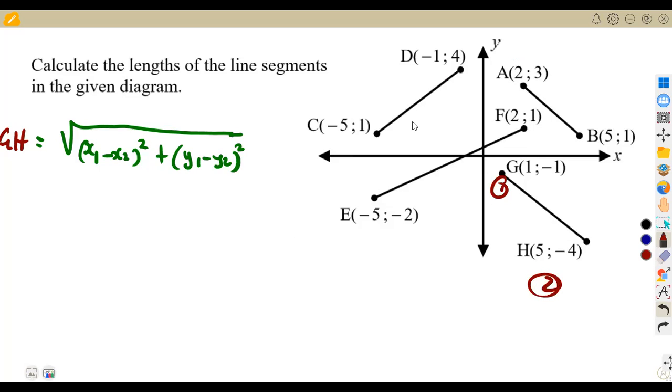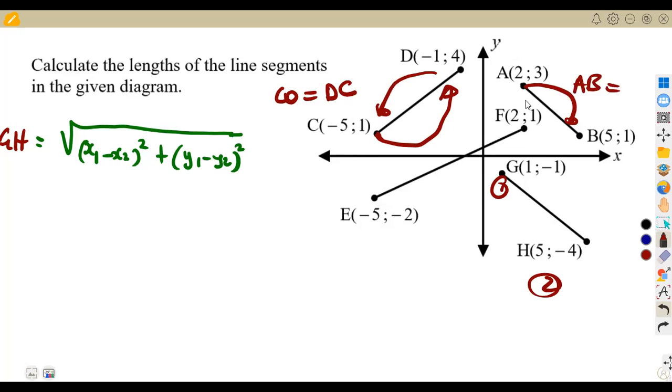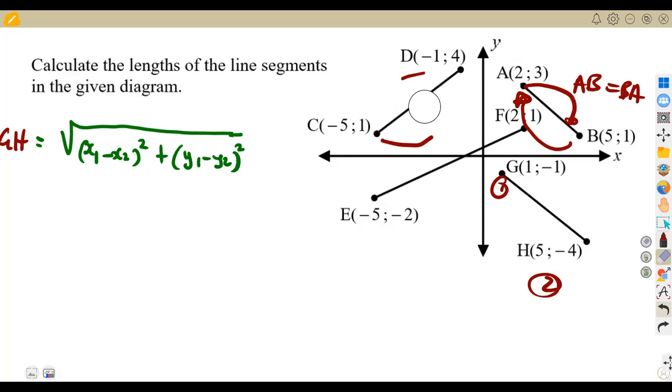Also, what you have to understand is that the length of CD is the same as the length of DC. The length of CD is equal to the length of DC. The same if I say AB, the length of AB is equal to the length of BA. Distance is the same. We are talking about the magnitude of the length, which is always a positive value.